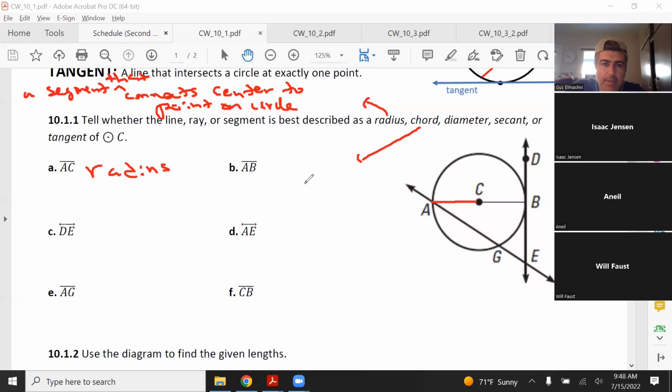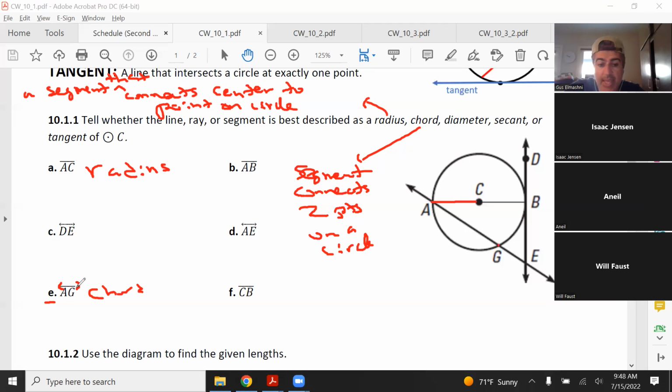A chord is also a segment that connects 2 points on a circle. So right here, that's totally a segment, and it's connecting 2 points in a circle. So that's going to be a chord. Now, if you had little arrows, then it would have been a secant. But we don't have those little arrows there.